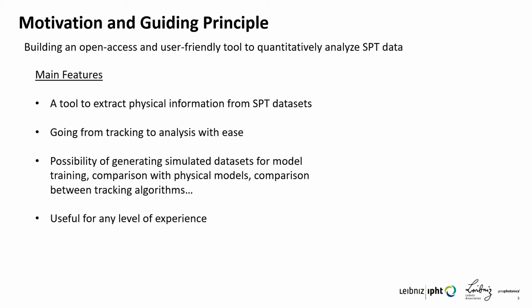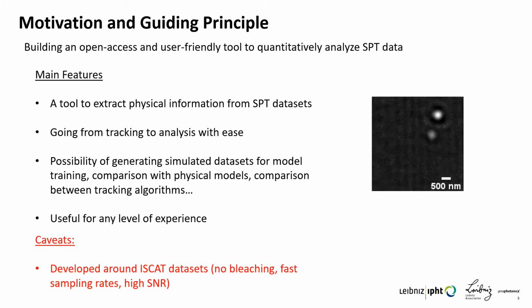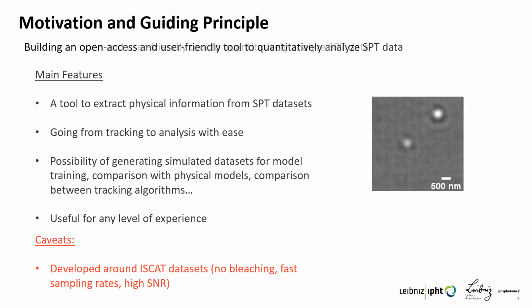programming point of view. However, before we proceed further, you must keep in mind that we developed this tool around interferometric scattering tracking datasets. In interferometric scattering microscopy, or ISCAT for short, we don't suffer from bleaching, and we have fast sampling rates available to us with a high signal-to-noise ratio for the detection of particles, which means that we don't suffer from many of the problems that affect, for example, fluorescence-based single particle tracking.